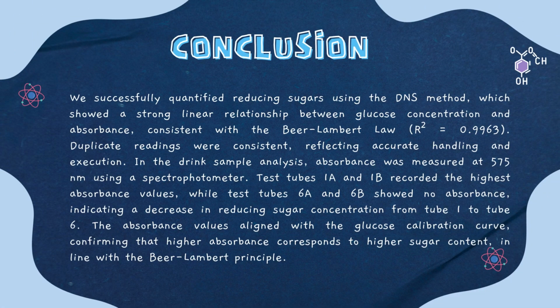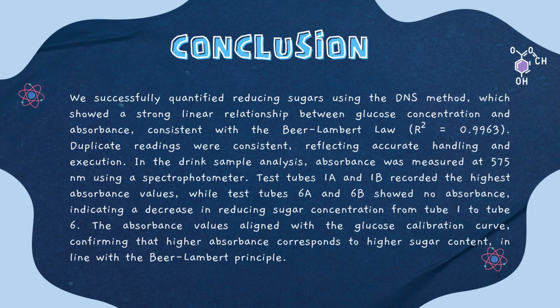In conclusion, we successfully quantified reducing sugar using the DNS method. We show a strong linear relationship between glucose concentration and absorbance, consistent with the clear line below, R2 equal to 0.9963. Duplicate readings were consistent, reflecting accurate handling and execution.